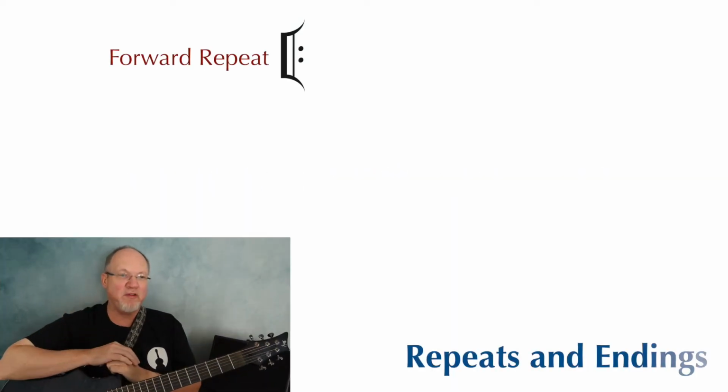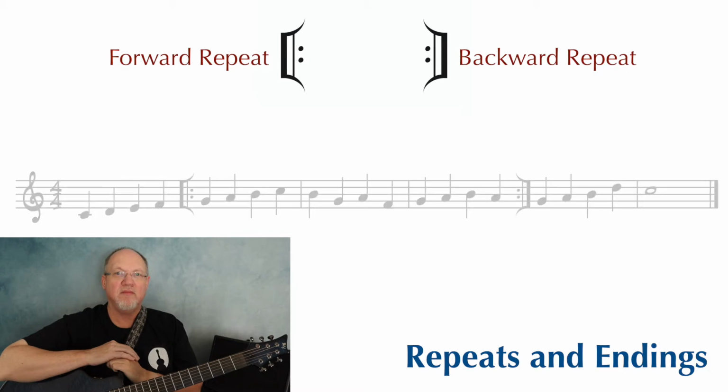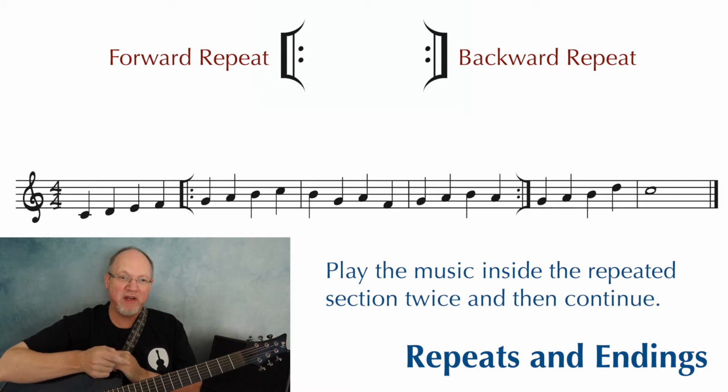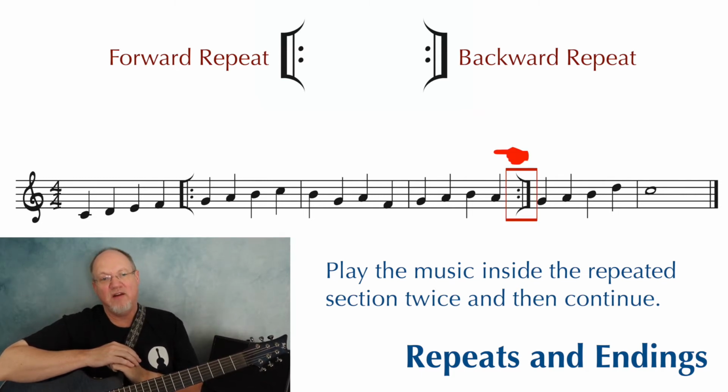This is a forward repeat, and this is a backward repeat. Each repeat has a double bar line. The forward repeat has 2 dots on the right, and the backward repeat has 2 dots on the left. Anytime you run across a backward repeat sign, you jump back to the nearest forward repeat sign. So in this example, you would play until that backward repeat sign, then you jump back to the forward repeat sign, play that section again, and then continue playing through the end of the music.